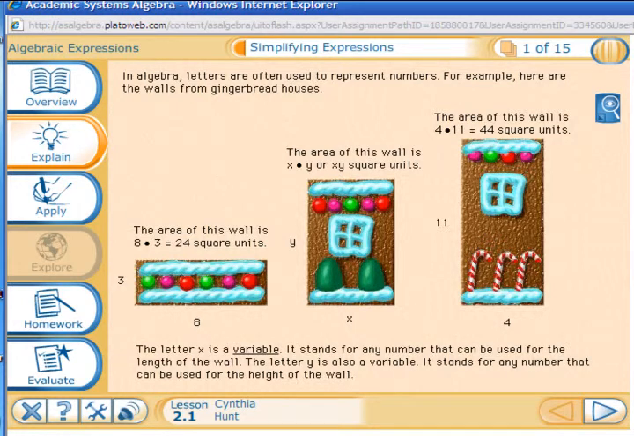The letter x is a variable. It stands for any number that can be used for the length of the wall. The letter y is also a variable. It stands for any number that can be used for the height of the wall.